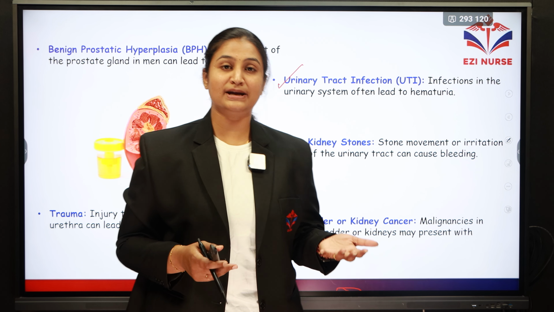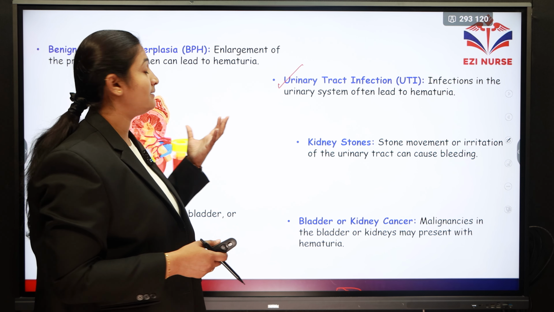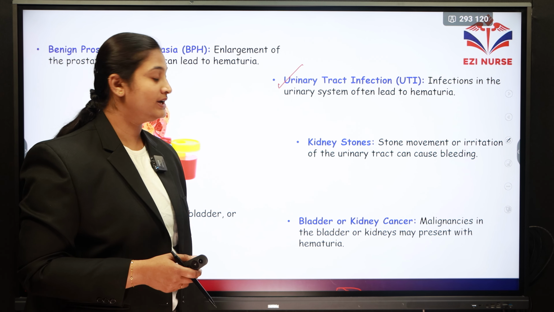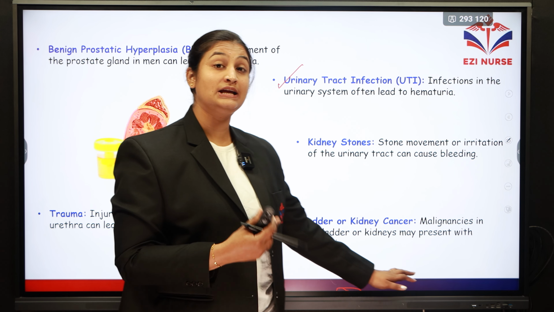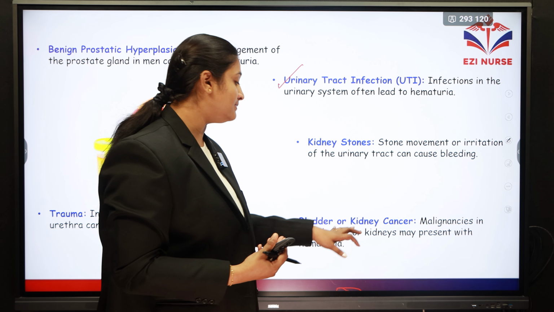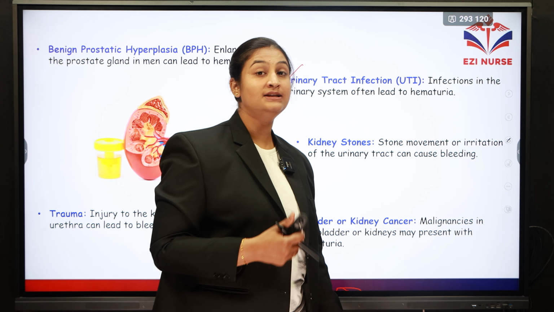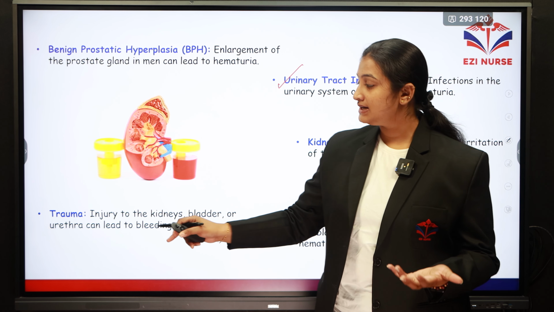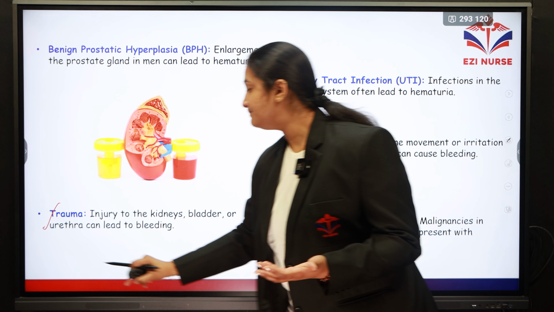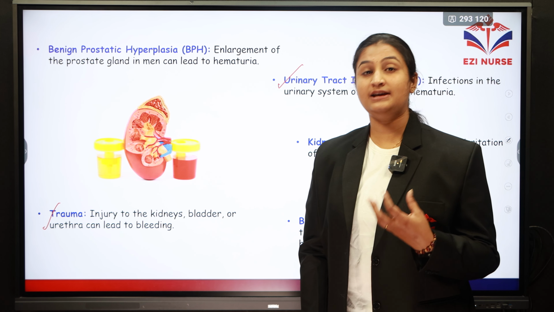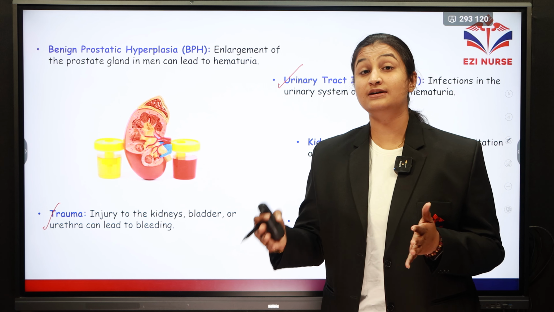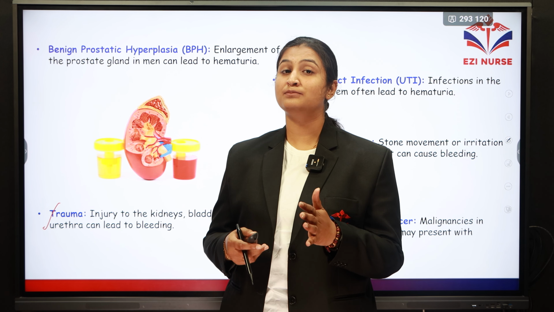So kidney stones might be one of your reasons, or BPH will be one of your reasons. Then bladder or kidney cancer also. That is, malignancies in the bladder or kidney may be present in hematuria. So these are the causes that you can see in hematuria. Next one is trauma, wherein there is injury to the kidneys, bladder or urethra, and the bleeding can be more.